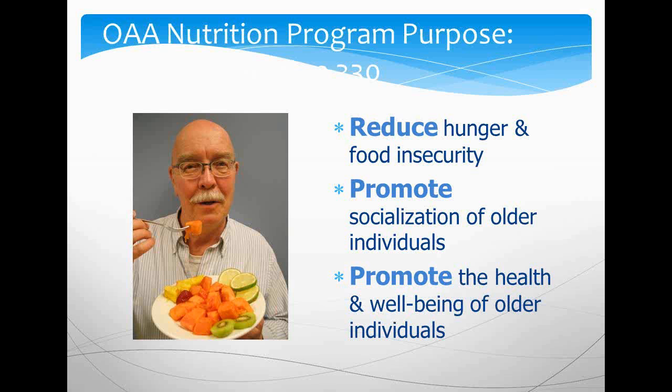Okay. So it looks as if part of this text is obstructed, but what it actually says is the Older American Act Nutrition Program purpose, and this is from Section 330 of the Older Americans Act. The last act was reauthorized in 2006, and so all references are from that act. The goals of the OAA nutrition program are to balance hunger and food insecurity with socialization and the well-being of older adults. And so we do know we want to reduce hunger and food insecurity. We want to promote socialization of older individuals and obviously promote health and well-being.